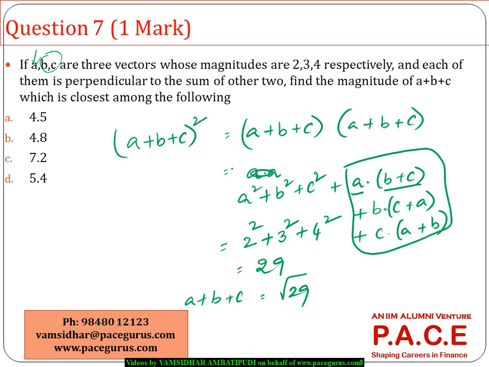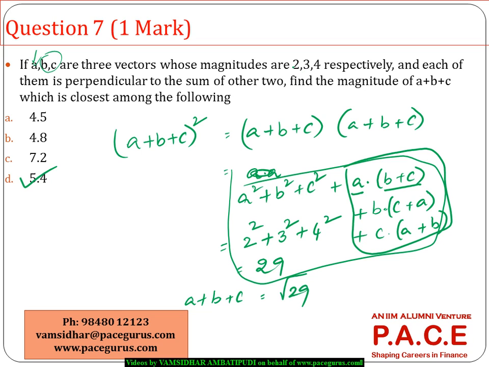So the closest option that we have is somewhere around 5.4. So I can very well mark D as the answer. So basically, look at this small trick. Probably all this is also not required to be done for me, especially if I am seeing that one is perpendicular to the sum of the other.